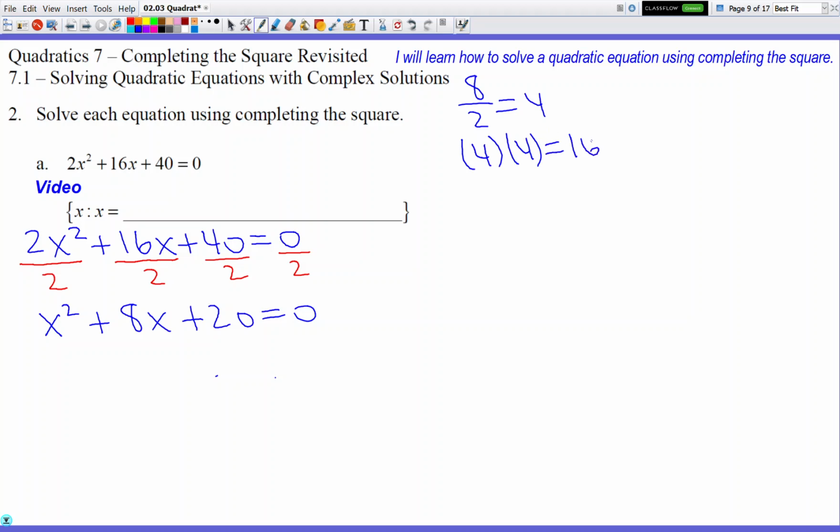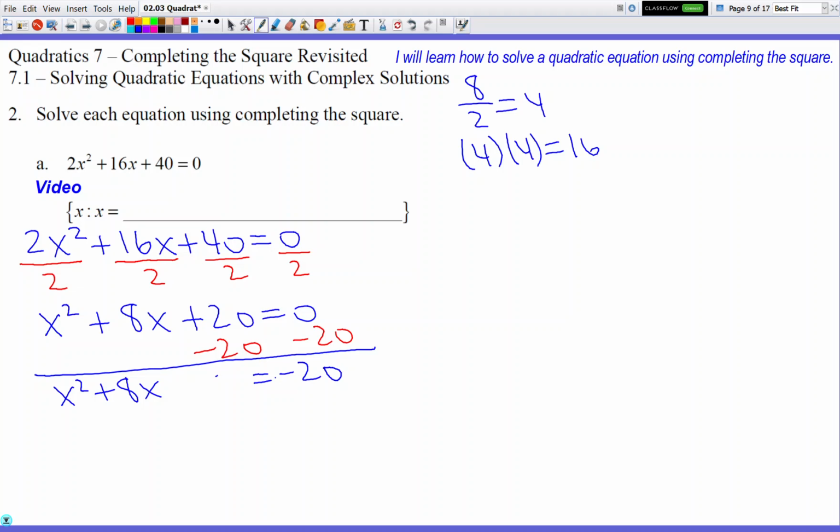Okay, so 16 should be the number sitting right next to the 8x, not 20. So we need to politely tell 20 to beat it, to go on the other side. Okay, just make sure you're polite about it. Don't be mean about it. Okay, so x squared plus 8x equals negative 20.